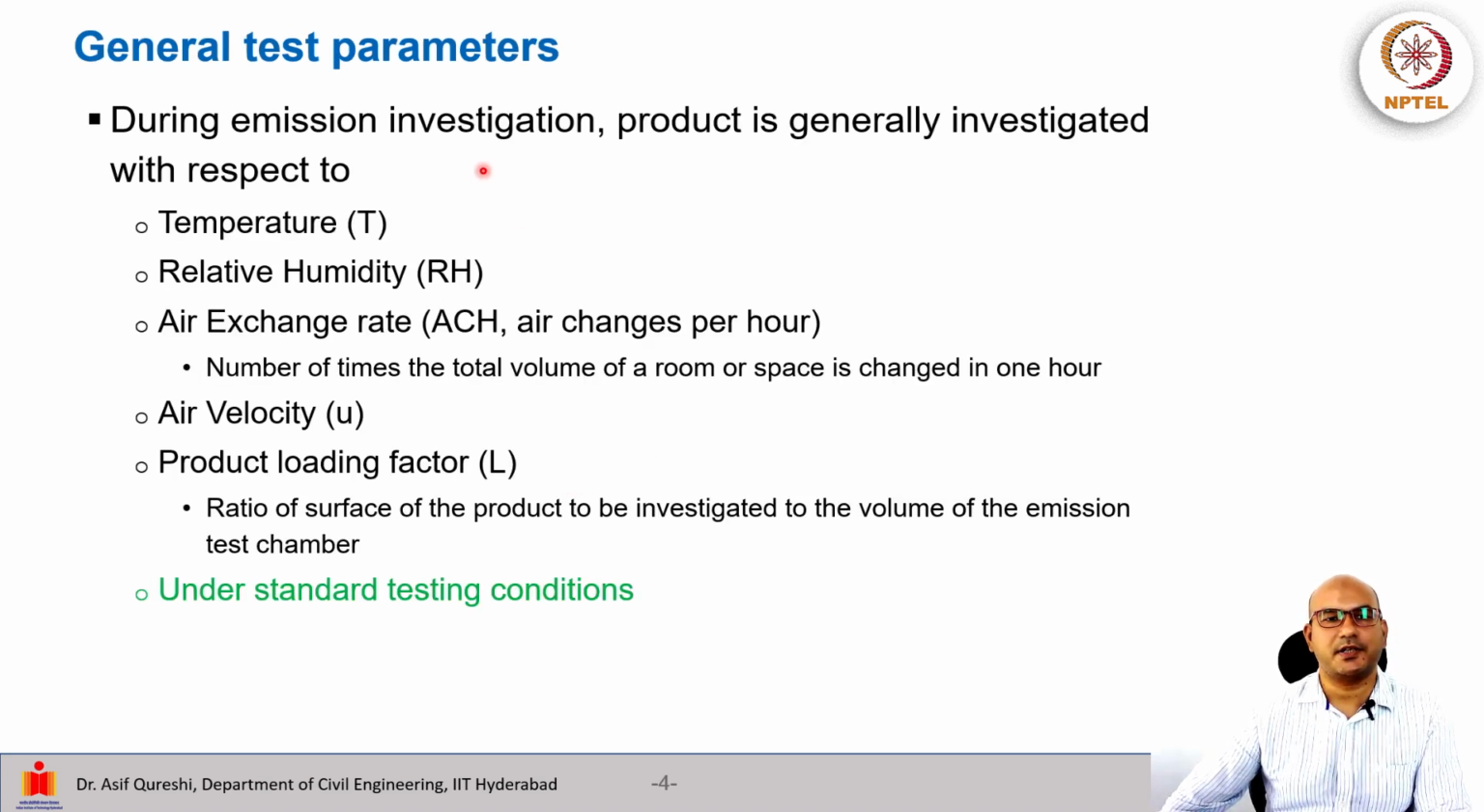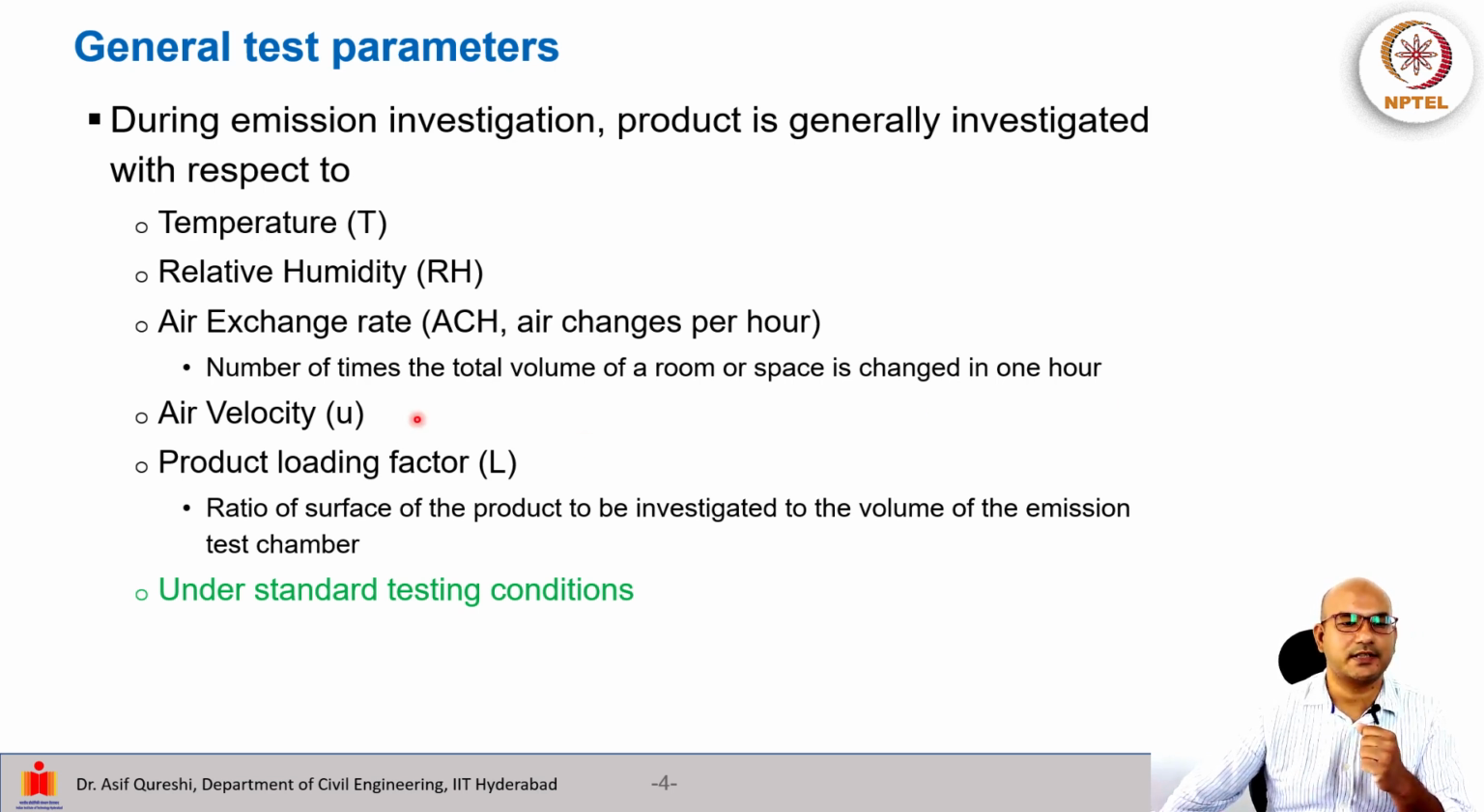General test parameters during emission investigations are temperature, because that influences the emissions, relative humidity, then air exchange rate. So here the term used is ACH, which is air exchanges per hour, which is essentially the number of times the total volume of a room or space is changed in 1 hour. So 2 exchanges per hour means the air inside a room is exchanged 2 times. So on an average one can say every half an hour the air is flushed out.